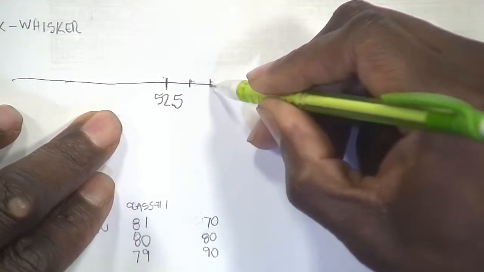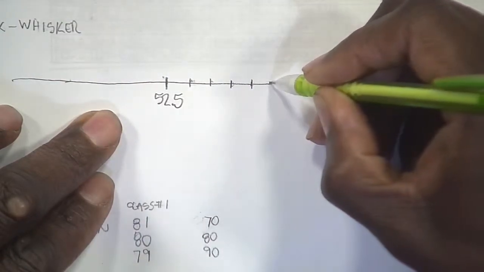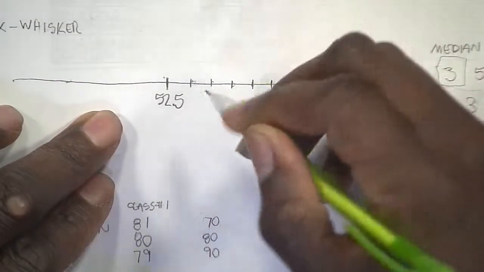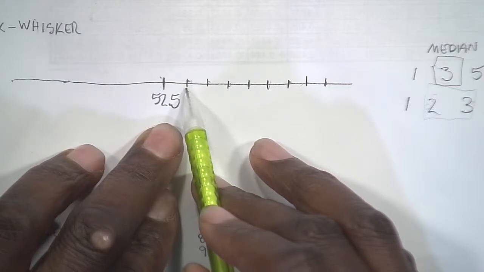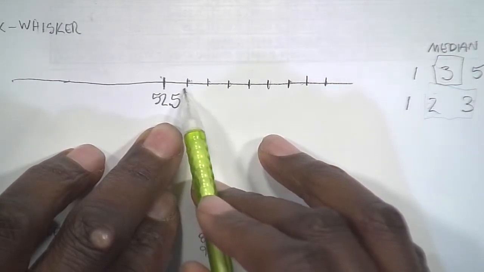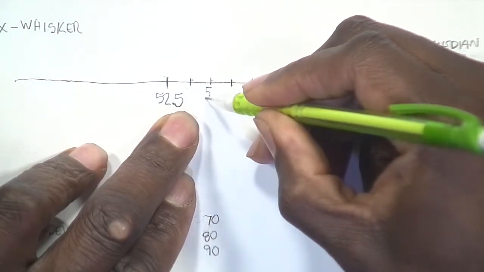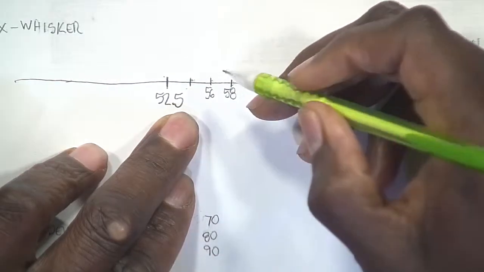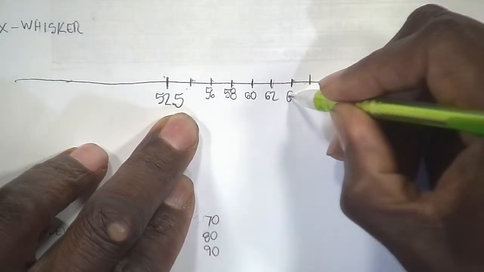I should have done this ahead of time. Let me just fill out this chart a little bit. All right, so let's say this is 54, 56, let's say that's 56, let's say that's 58. Let's say this is 60, 62, 64.